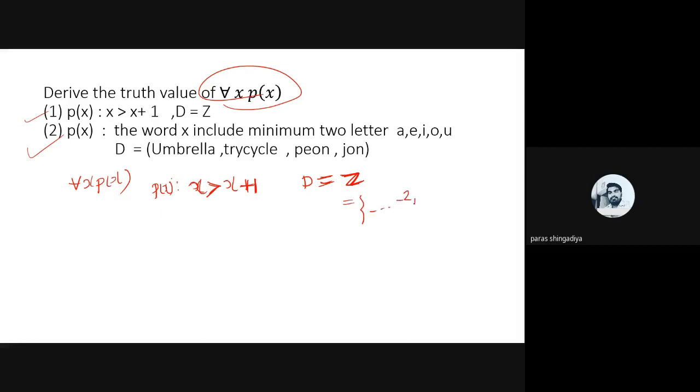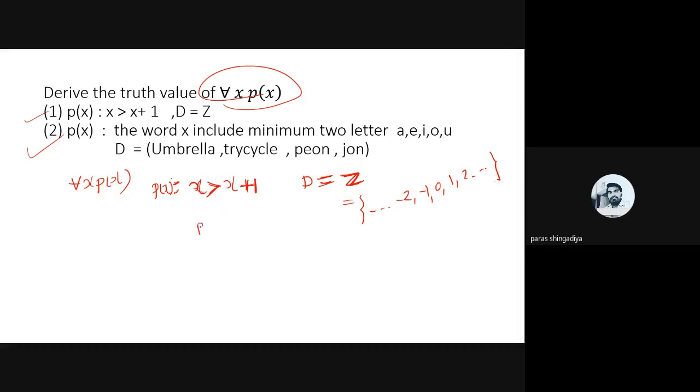That includes minus infinity to plus infinity, the set of integers. And here P(x) is given as x greater than x plus 1. So can we say this P(x) is true for every value of the domain? Then we can say that every x P(x) is true. And if it is false for a single value of the domain, then every x P(x) will be false.